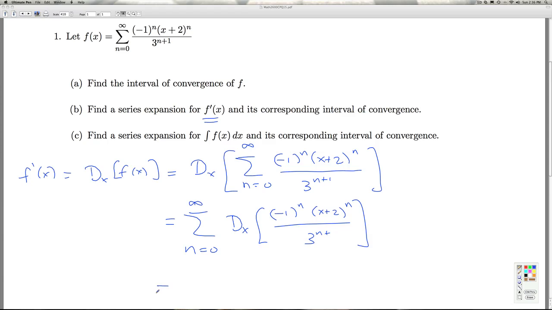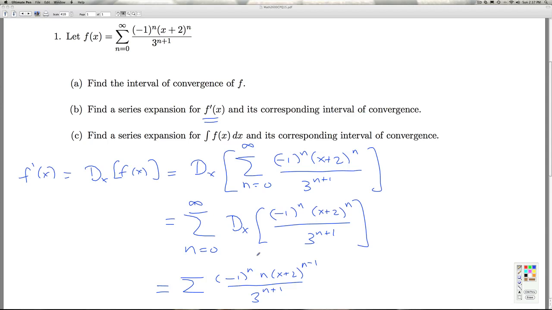Okay, so let's see what this is going to be. As far as x is concerned, the negative 1 to the n and the 3 to the n plus 1 are constants. So they're just going to go along for the ride, constant multiple rule. And now I take the derivative of x plus 2 to the n power. And once again, n is a constant. So it's n times x plus 2 to the n minus 1 times the derivative of what's inside, that's just 1. So this is all over 3 to the n plus 1.